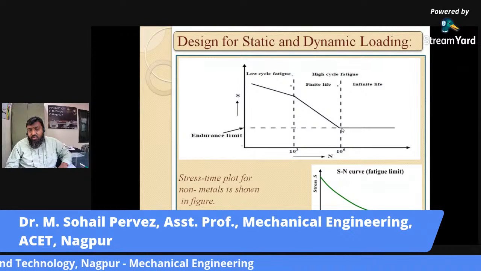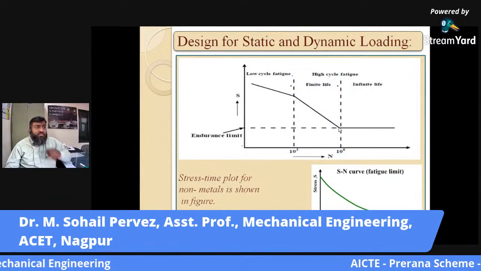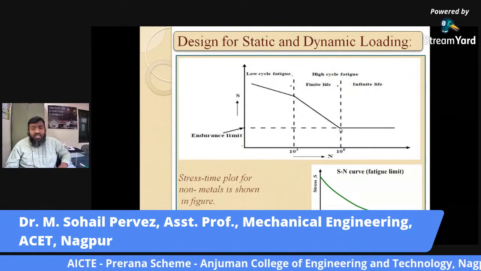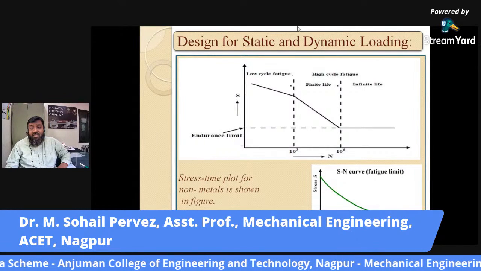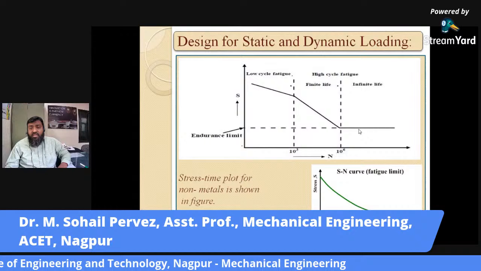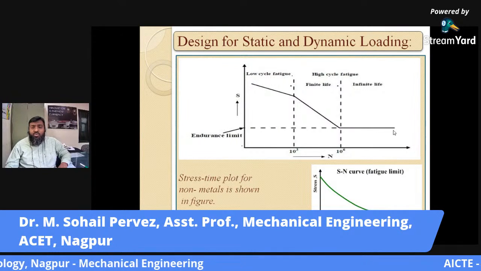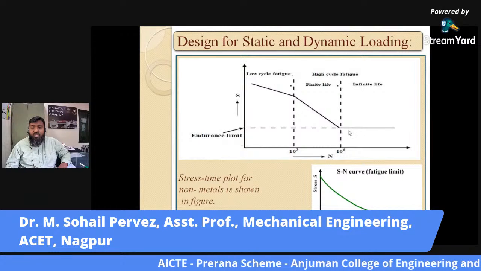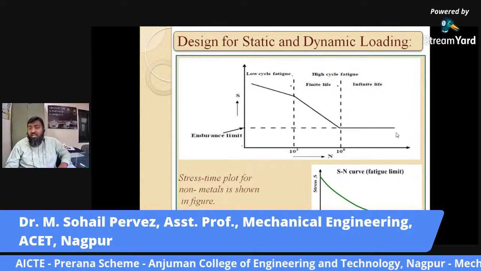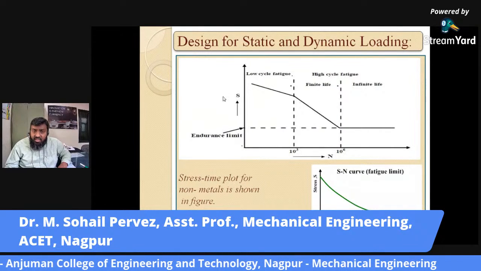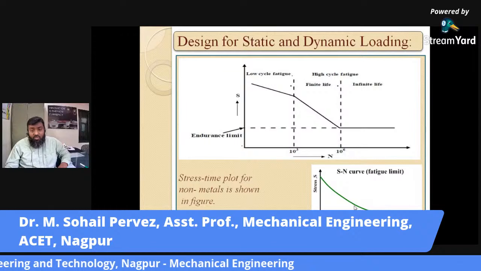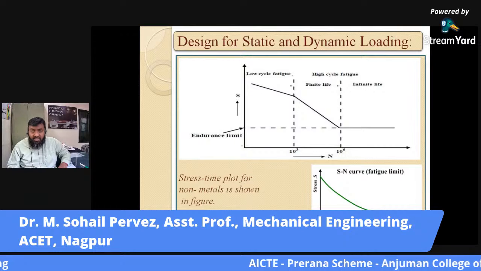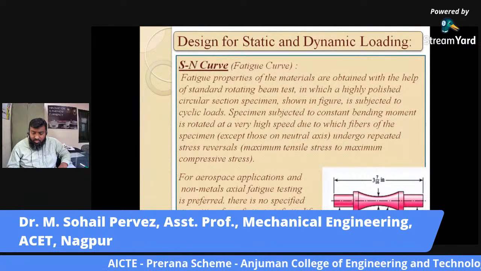And there is a knee. You just look at or concentrate on this particular arrow. There is a knee. After this finite life, 10 to the power 6 or 10 to the power 7, depending upon the material, we say that the material will acquire infinite life. Even though you are increasing the number of cycles, the stress will not change or increase. This is the S-N curve for metals. Now, this is the S-N curve for non-metals, because previously this line was kept for non-metals. So I'm explaining here.